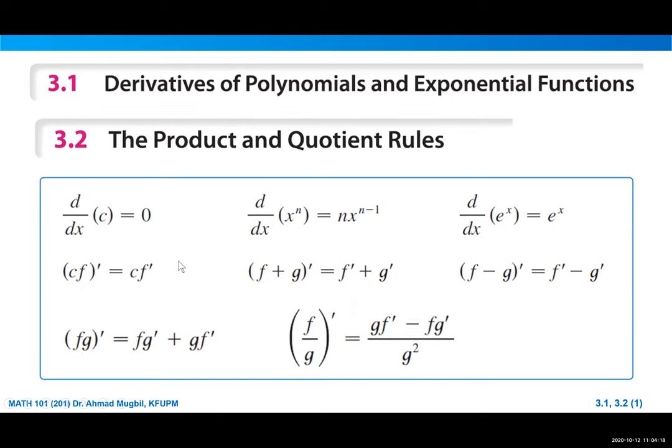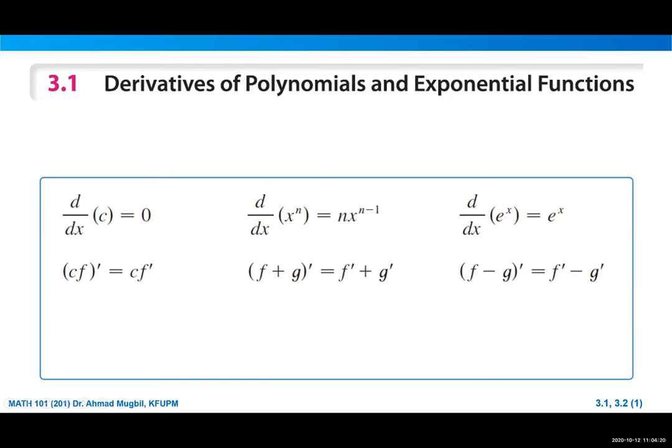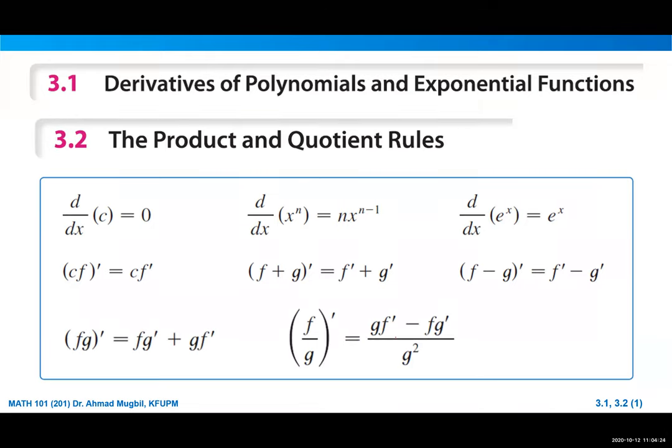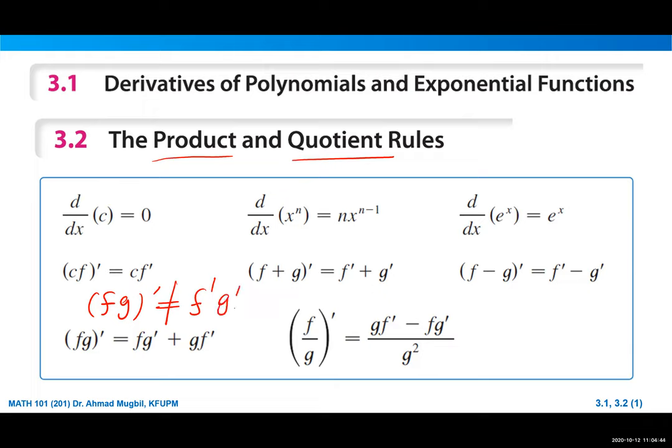In 3.2, you just use the formulas that you had before, and you add two new formulas, the product and the quotient rules. The derivative of the product is not the product of the derivatives. Be careful about this common mistake. The derivative of the product is not the product of the derivatives.